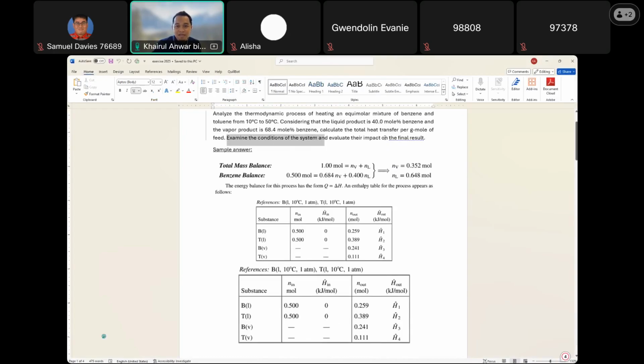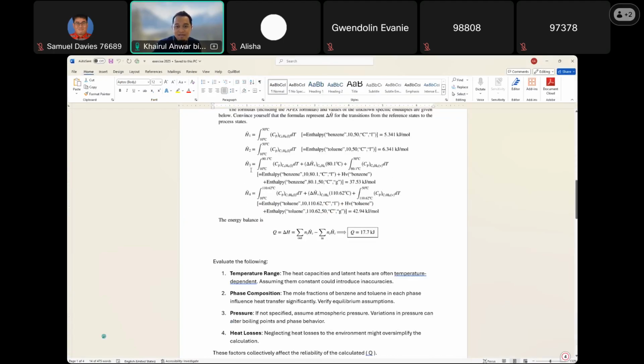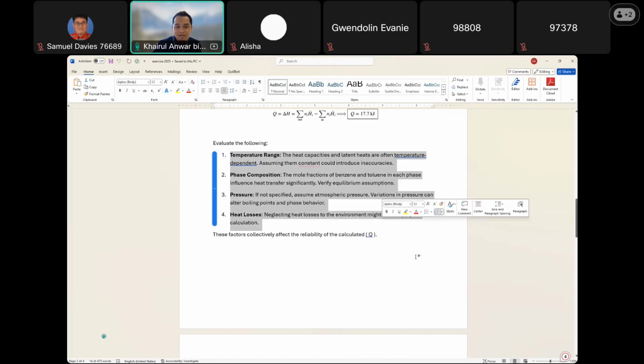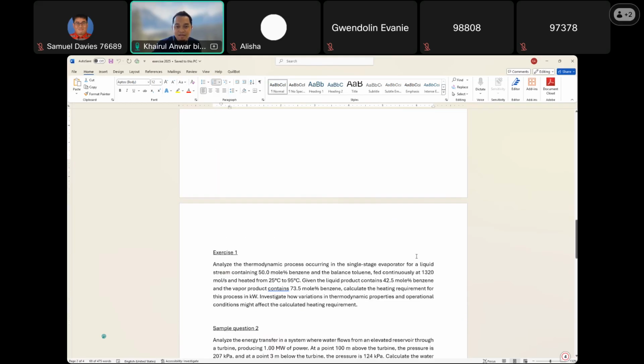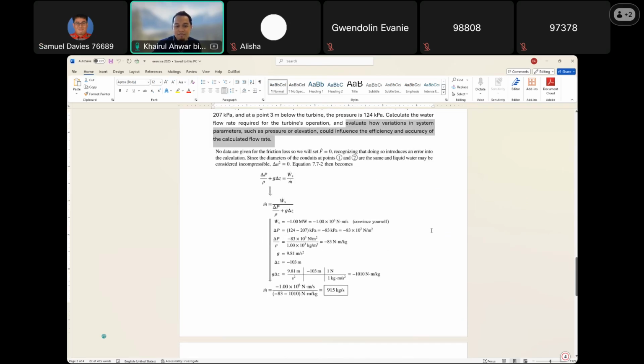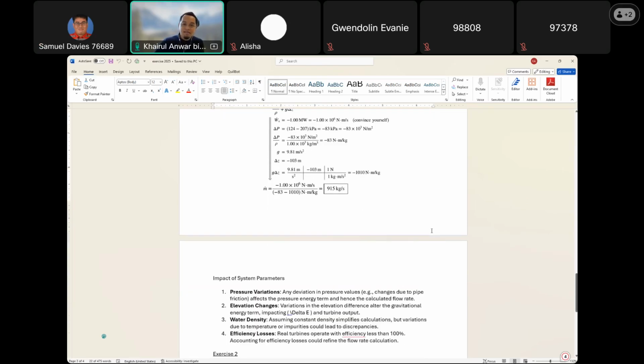So the part with the rubric is this one: examine the condition of the system and get the impact on the final result. For example, a profile question. This is for the mechanical part. The AC part is this one, but the AC part is only 1 mark.